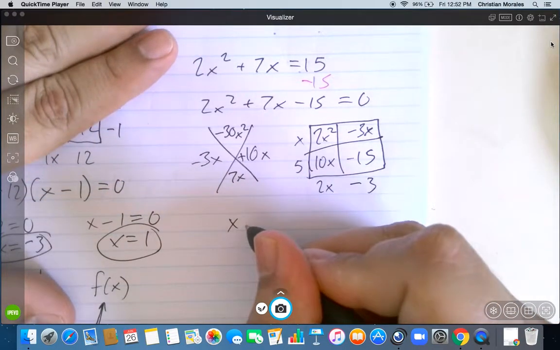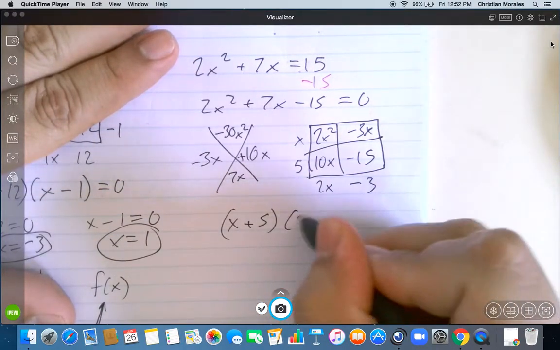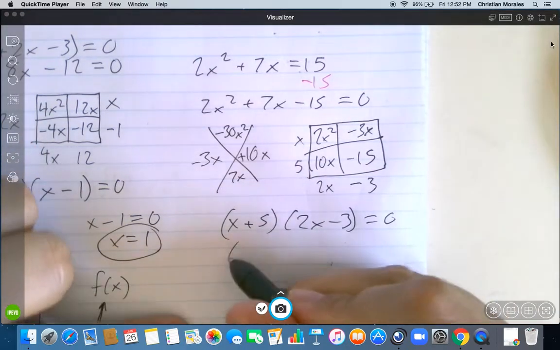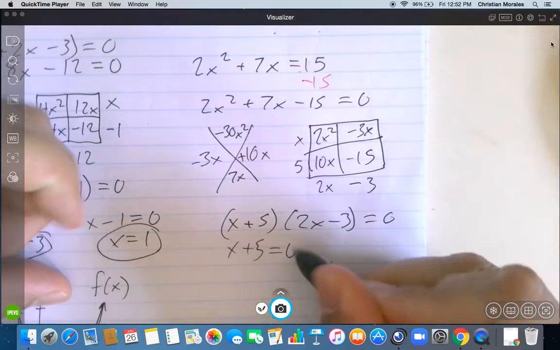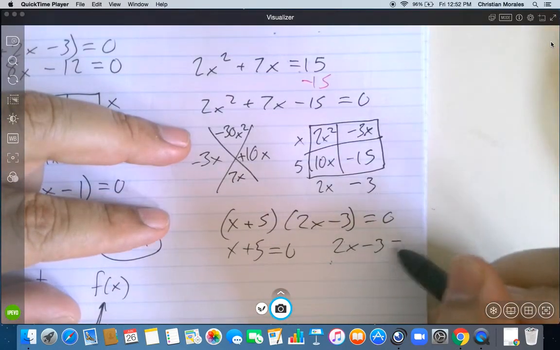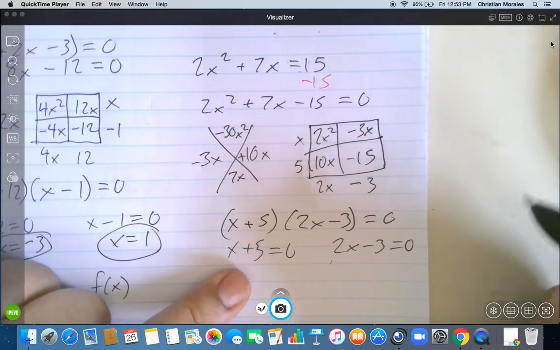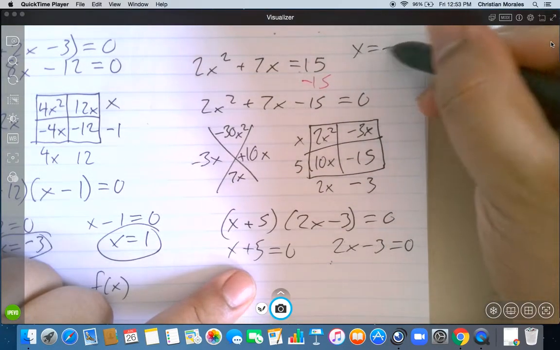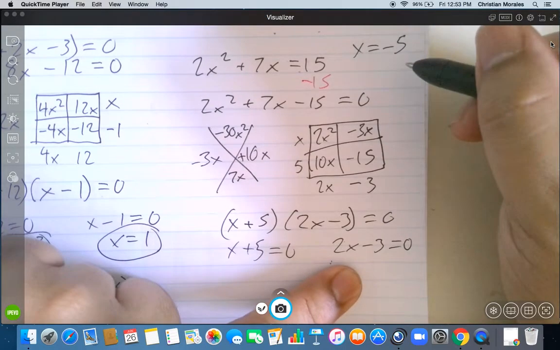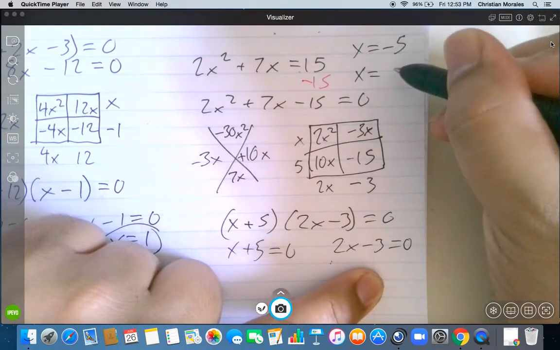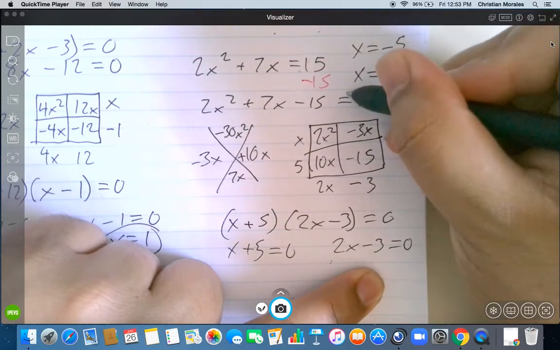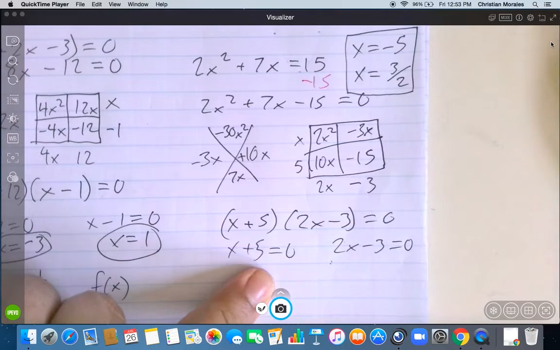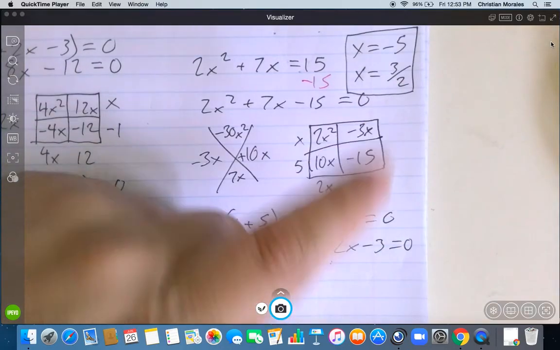So my two factors, I solved them both separately. My first answer here will be a negative 5. My other answer here, you move the 3, divide by 2. Those are my two answers. If I solve them both using inverse operations, I get those two answers.